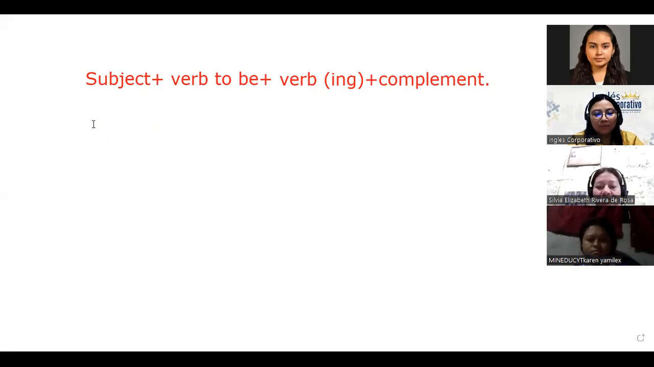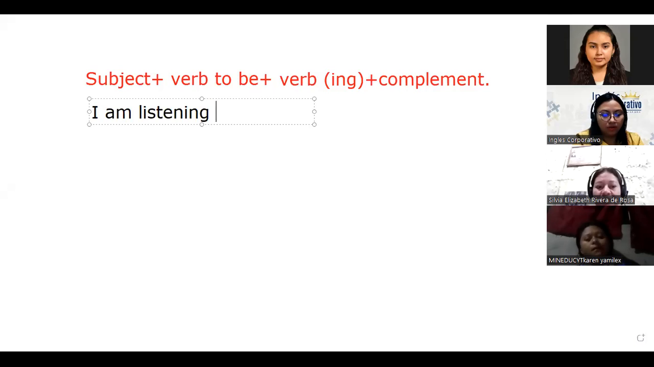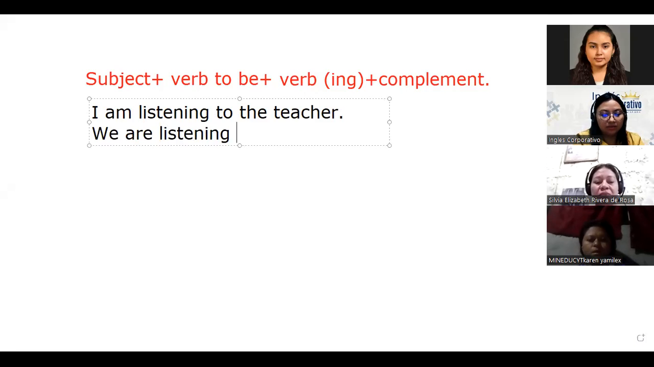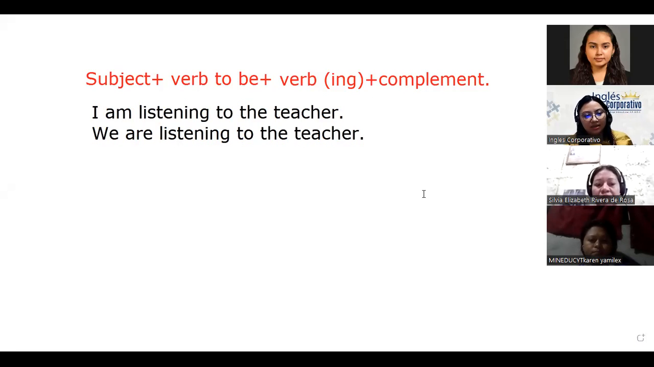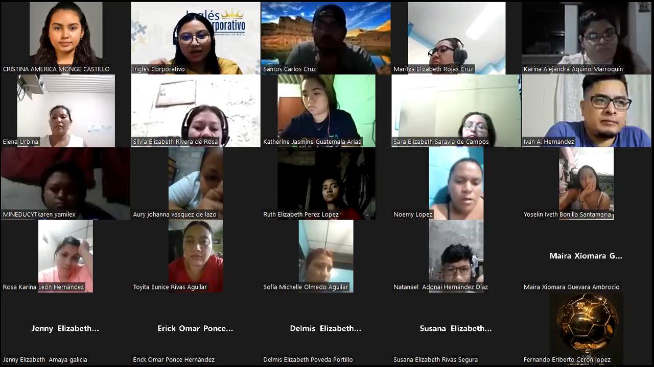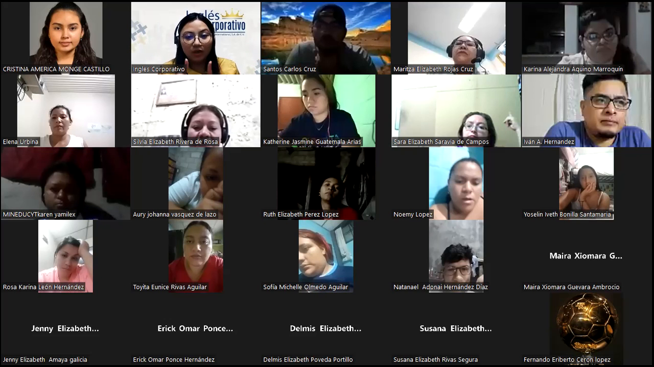What are you doing? I am listening to the teacher. Or we can also say we are listening to the teacher. We are paying attention to the class. She is listening to the teacher. He is listening to the teacher. Actions that are happening in this moment. Acciones que están pasando en este momento. Okay. Mañana vamos a terminar nuestra idea. Present continuous actions that are happening in this moment because we have an activity with this topic.